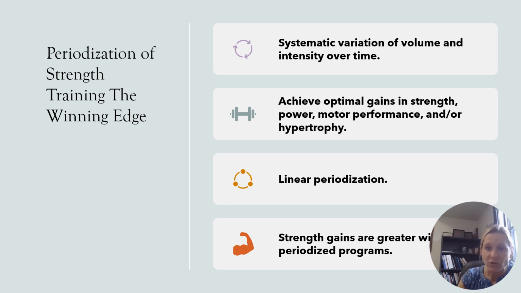Okay, we can achieve optimal gains in strength, power, motor performance, and/or hypertrophy. So we can set up our training so that we are focusing on a particular aspect of training. Maybe we want to focus on strength for these 2 months, and then we're going to focus on power for these 2 months, and then we're going to do muscular endurance, whatever. So again, strength gains are going to be significantly greater if we use these programmed, periodized plans in order to make this happen.